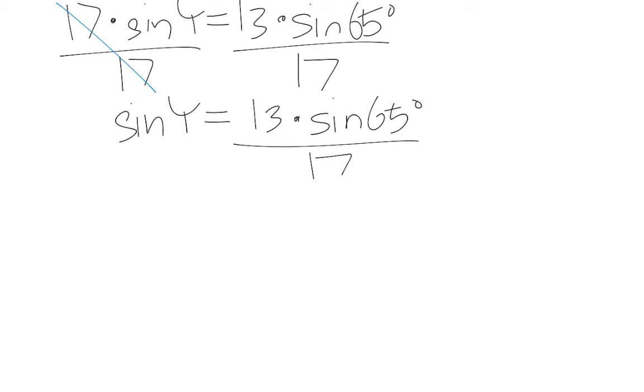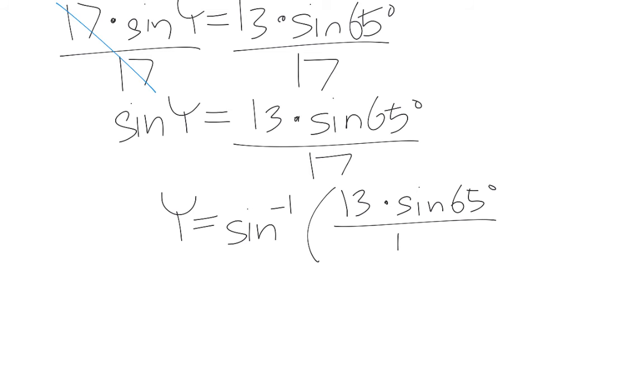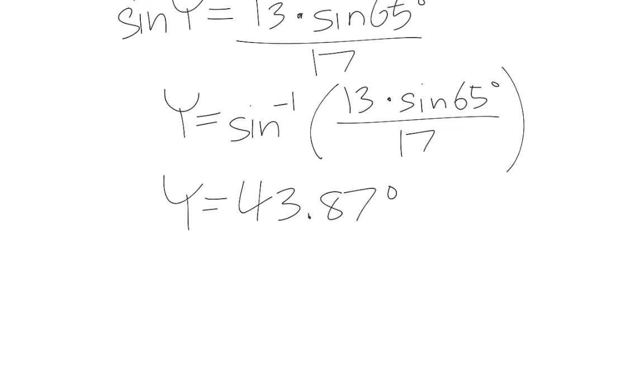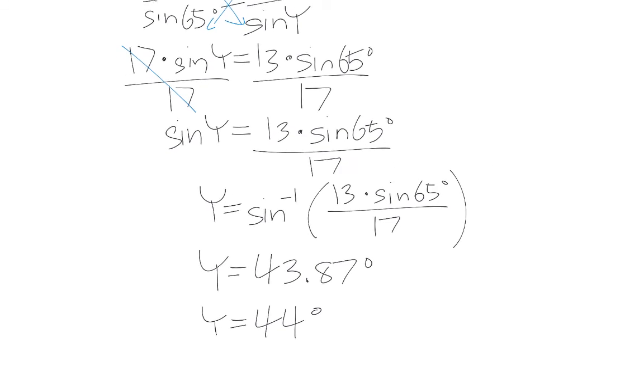Since we're looking for an angle, you need to do the sine inverse to both sides. So that would be the sine inverse of 13 multiplied by the sine of 65 degrees divided by 17. Now, if you punch this into your calculator correctly, you should get approximately 43.87 degrees. However, we need to express this answer to the nearest unit, which would be 44 degrees. Therefore, angle y is 44 degrees.